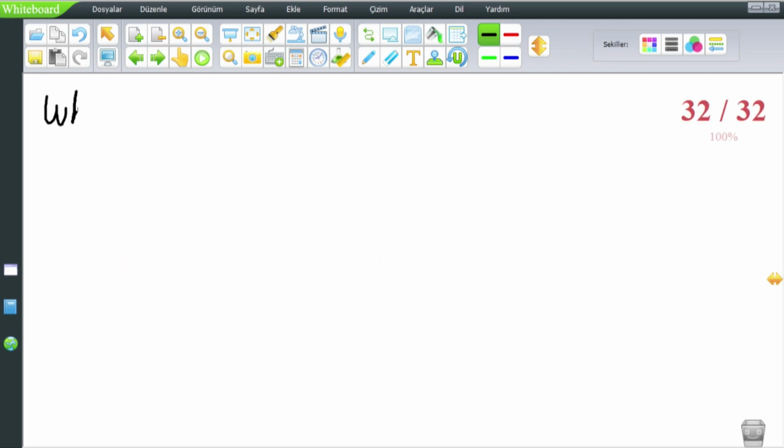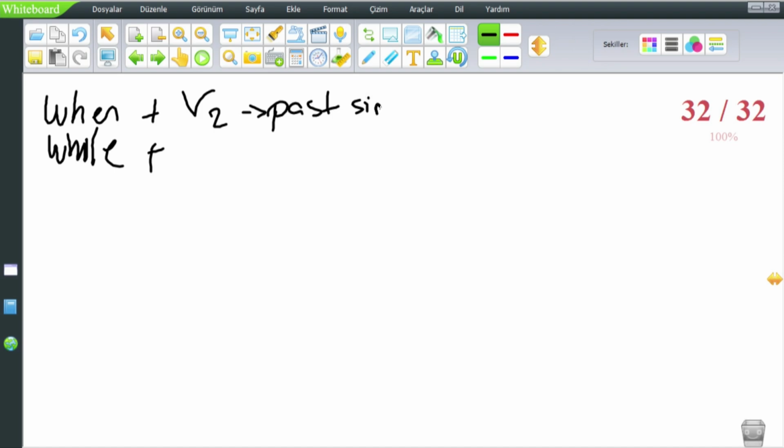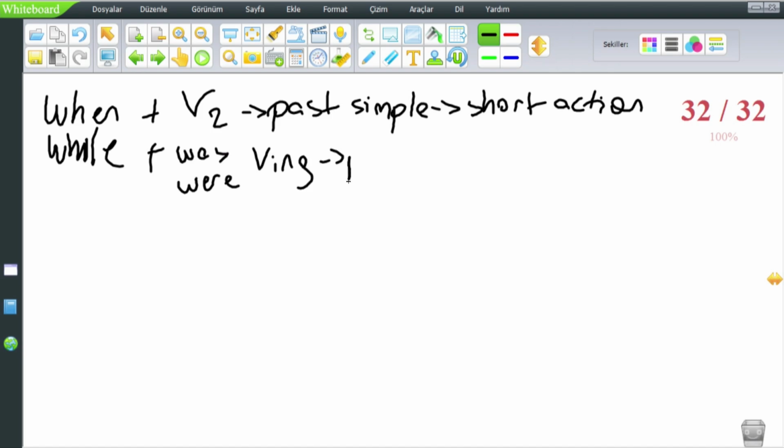When and while are very important when we are combining past progressive and past simple sentences. After when, we use verb 2, past simple, which is also a short action. And after while, we use was, verb plus ing, which is past progressive, which is a long action.